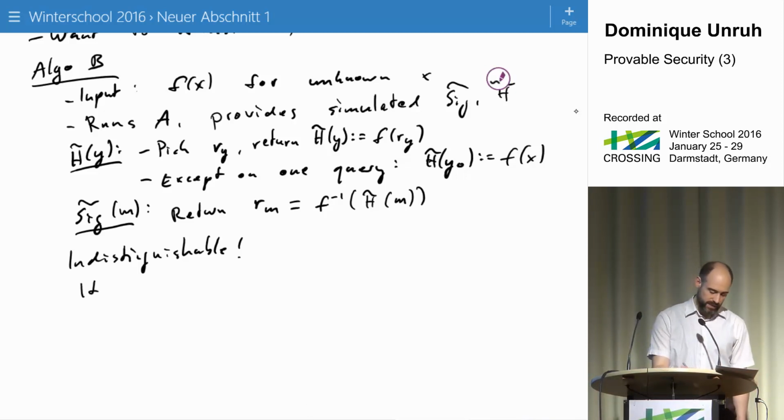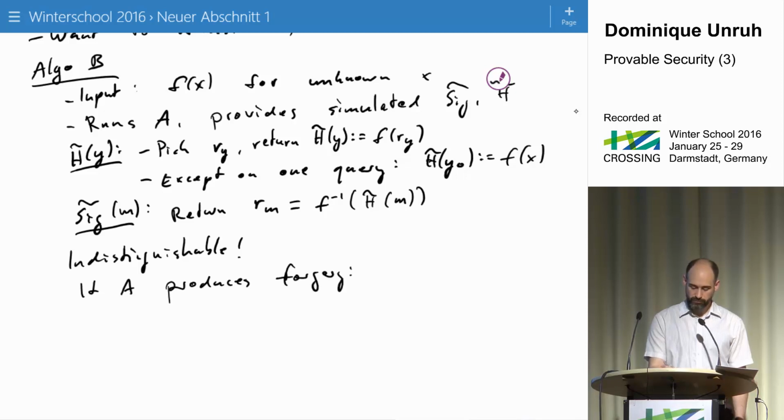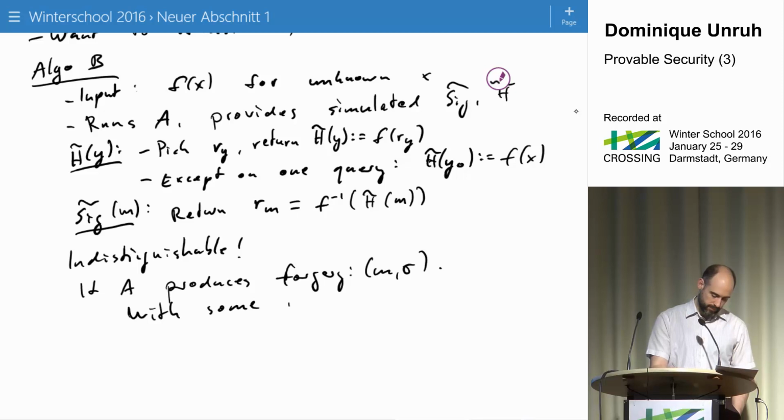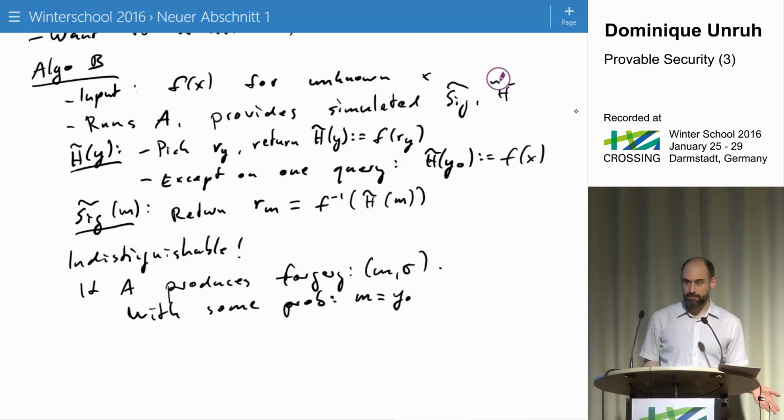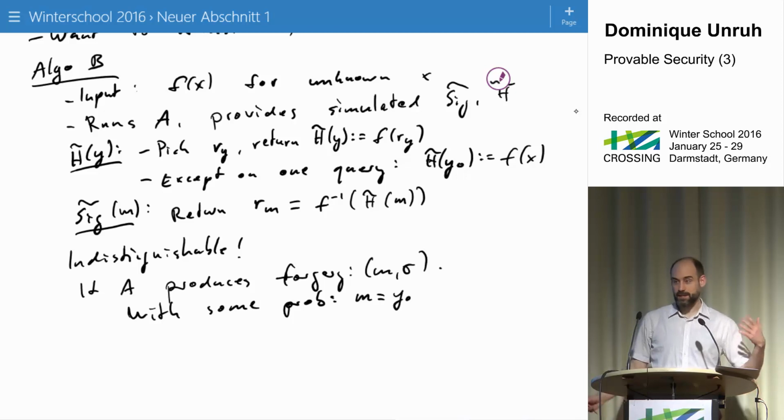So if A produces a forgery, so a message and the signature, then with some probability we have that m equals the query y0. So we can show without loss of generality the adversary must have queried m at some point, and then with probability like 1 over the number of queries, it will have been the query where we answered that way.